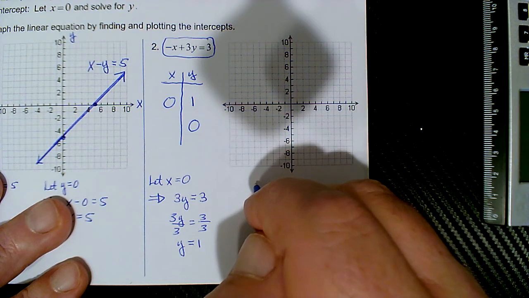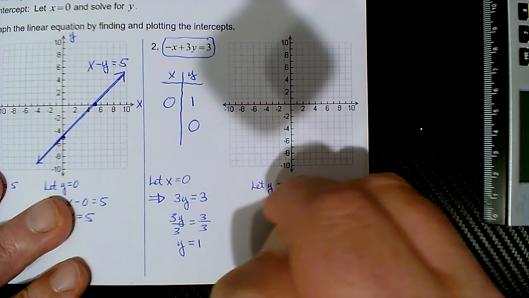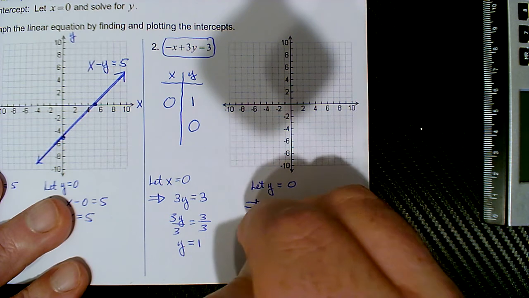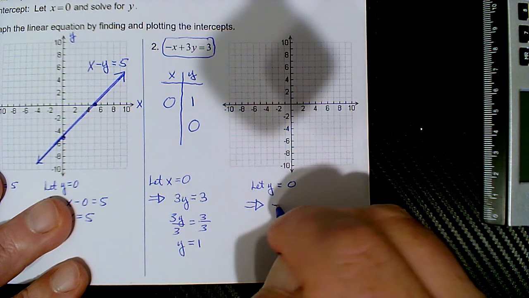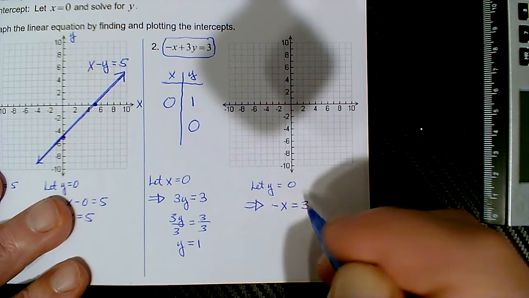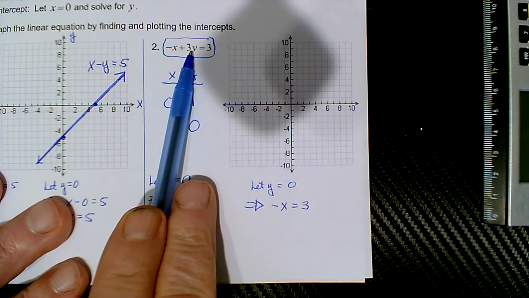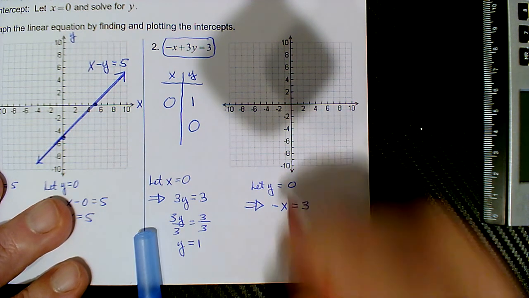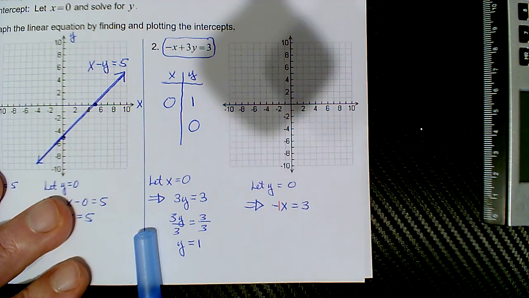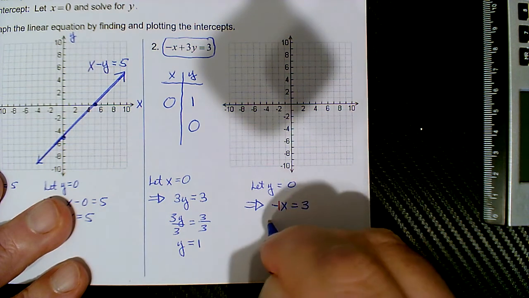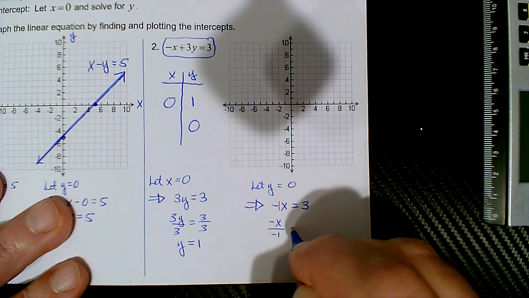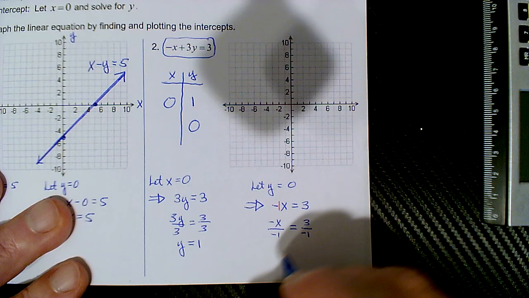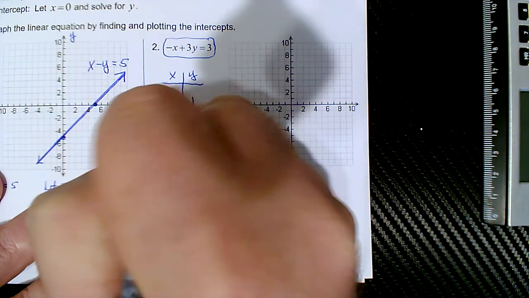And then for the x-intercept, we're going to let y equal 0. And then we get negative x equals 3. Because again, there's really no need to show the substitution of 0 in here, because the y term goes to 0. But then there's really a negative 1, so we do have to be a little bit careful here with the negatives. And to solve for x, we'll divide by negative 1. And so we get x equals negative 3. So negative 3 and 0.